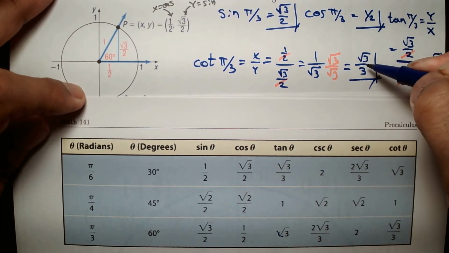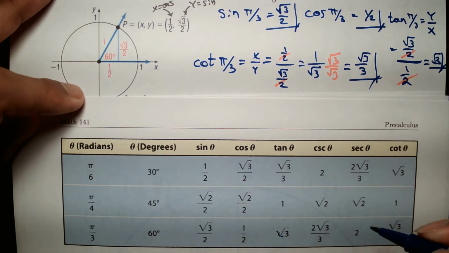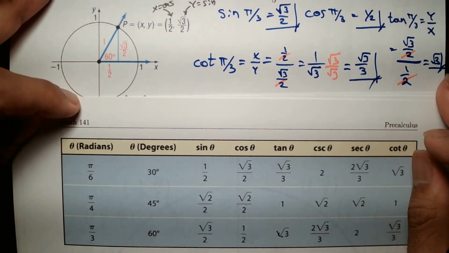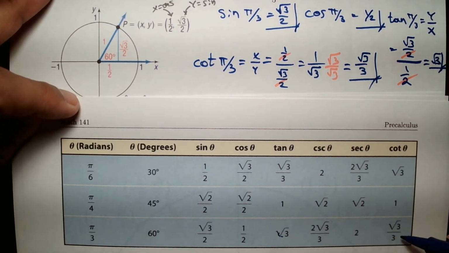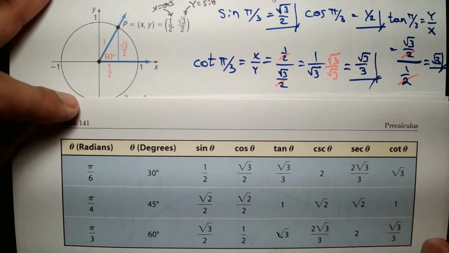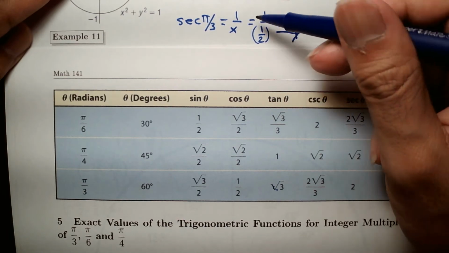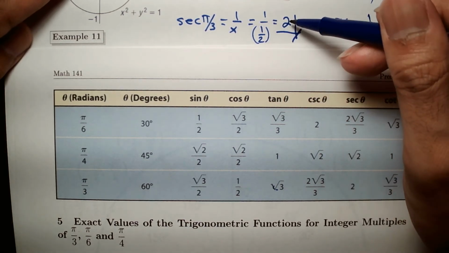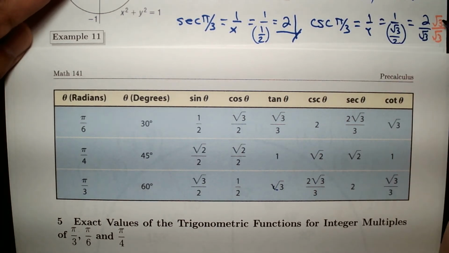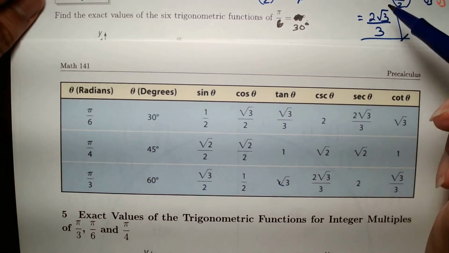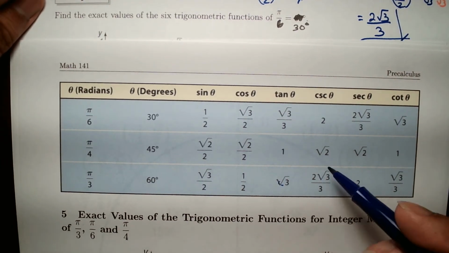Cosecant is square root of 3 over 3. No, cotangent is square root of 3 over 2 over 3. Secant is 1 over x, which is 1 over a half, which is 2. And cosecant, that's 2 root of 3 over 3.